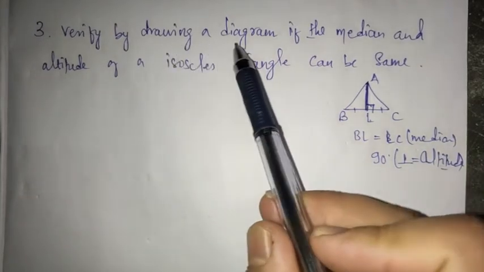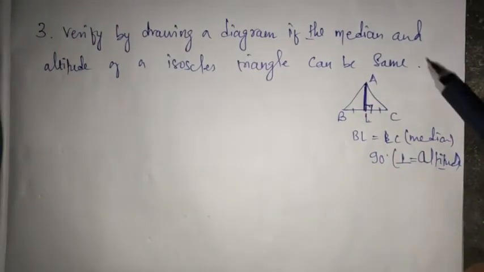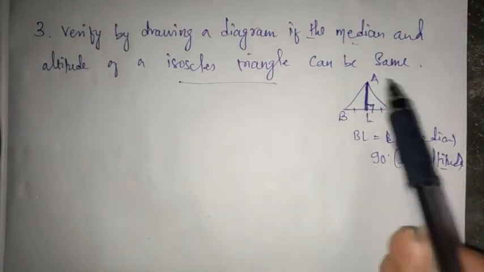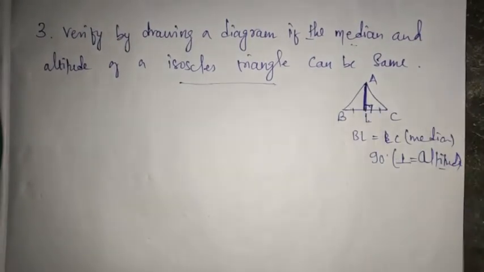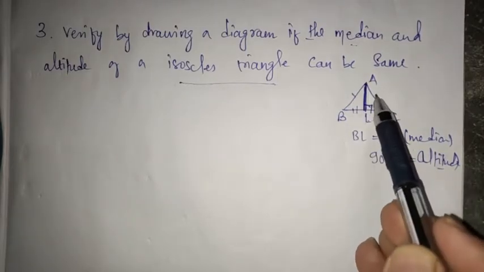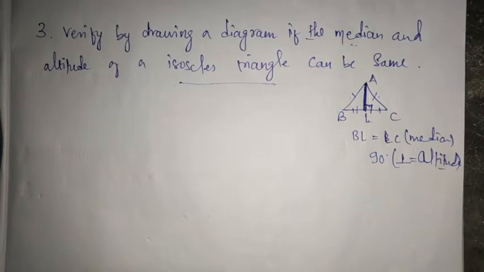You have to verify by drawing a diagram if the median and the altitude of an isosceles triangle are the same. What do you mean by isosceles? Isosceles means two sides will be equal in a triangle. If suppose this is your triangle, this side and this side, or this side and this side will be equal. Alright, so isosceles triangles are those triangles in which two sides will be equal.